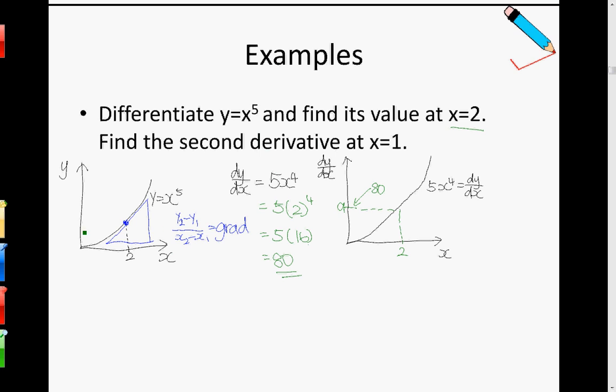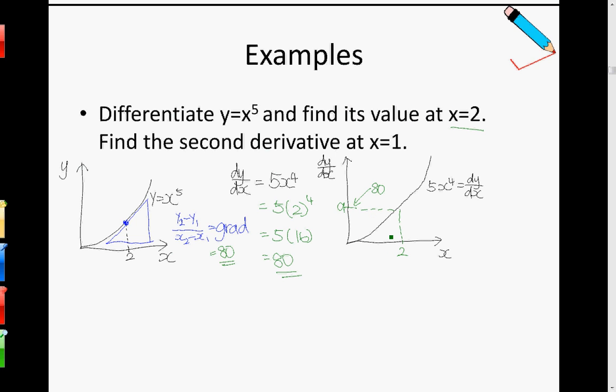So if I were to use the graph method and use the formula to find the gradient, I would also get 80 from here. But of course then I have to do it on graph paper and it's very troublesome. So we have found the value at x equals to 2.